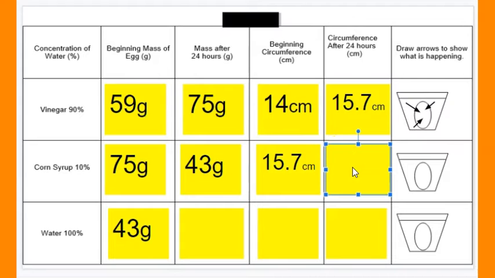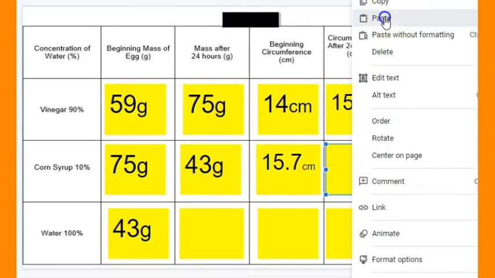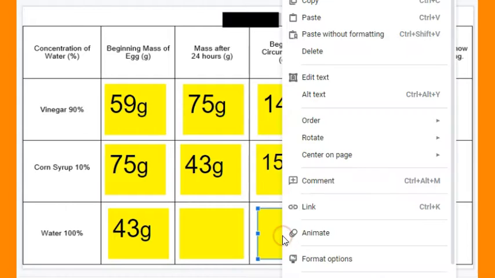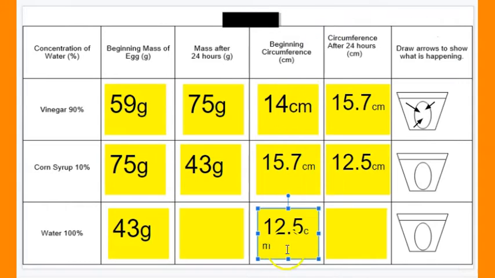We're going to put that right here, circumference after 24 hours in the corn syrup. Paste that in there. And then we're also going to put it in this column, beginning circumference with the water. Paste that in there, 12.5. Let me stretch that out a little. There we go. Got our data collected. Take a couple of minutes or a minute to put that data in. Start thinking about how you want to draw those arrows too, guys. How are we drawing those arrows today?